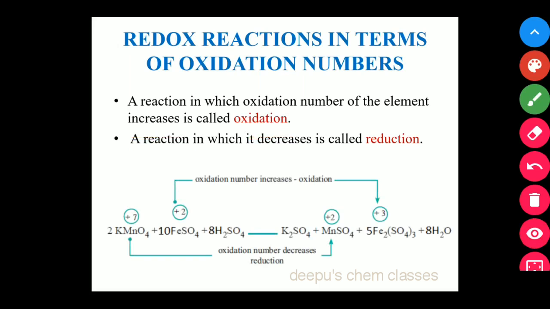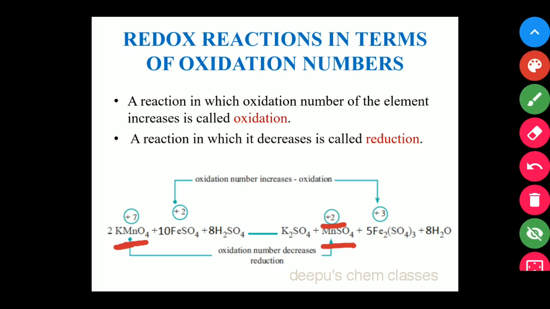For example, the reaction of potassium permanganate with ferrous sulfate and sulfuric acid gives the products potassium sulfate, manganese sulfate, ferric sulfate and water. In this reaction, you first have to find the oxidation number of the element which shows variable oxidation states. For finding the oxidation number, please refer to my previous videos. In KMnO4, the oxidation state of manganese is +7, which will be changed into +2 in manganese sulfate on the product side.